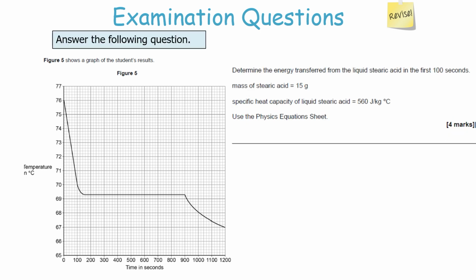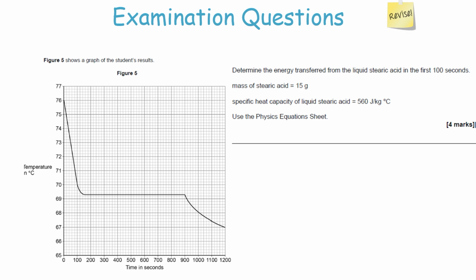Now with the same graph, determine the energy transfer from the liquid stearic acid in the first 100 seconds. The mass of stearic acid is 15 grams and the specific heat capacity of liquid stearic acid is 560 joules per kilogram degree Celsius. So pause the video now, then unpause the video when you want to go through your answer.